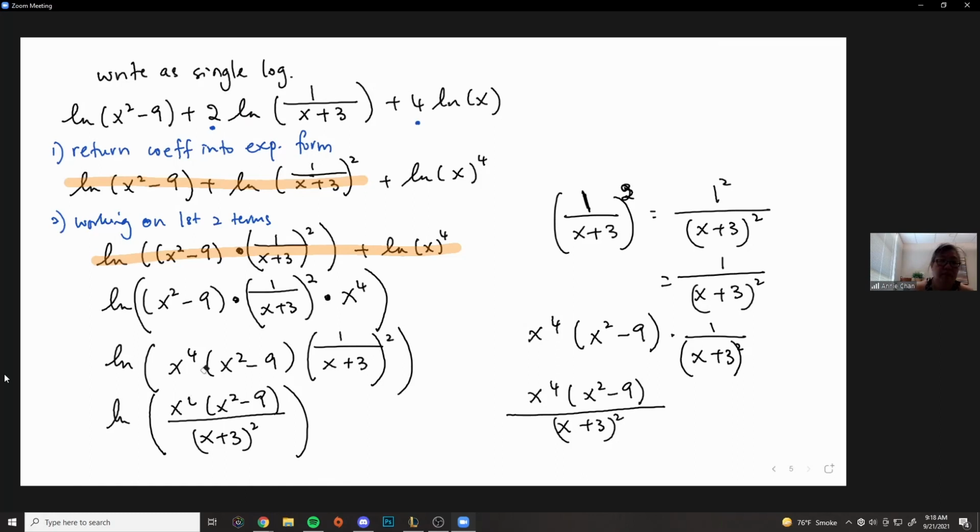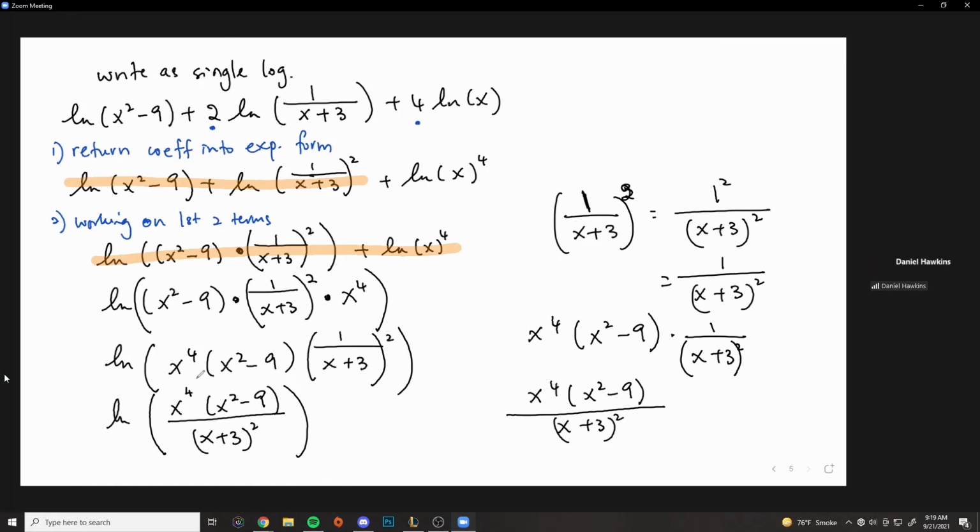I should write my 4 smaller because it's an exponent. So technically, those last 3 lines right there are all the same answer. And we would be okay without distributing that, right?